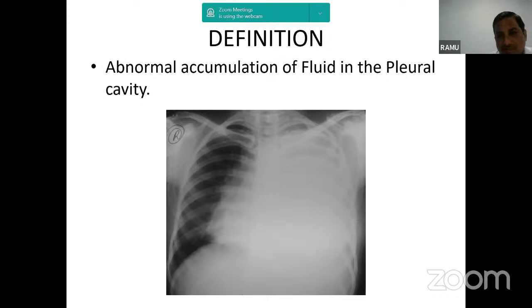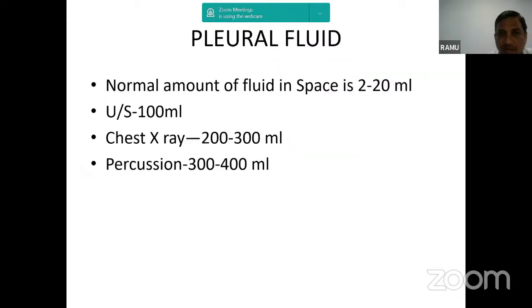This X-ray shows a massive pleural effusion shifting the mediastinum towards the right side, with a homogeneous opacity. Normally the amount of pleural fluid in the pleural space is around 2 to 20 ml, and on ultrasound, above 50 to 100 ml it is better visible.